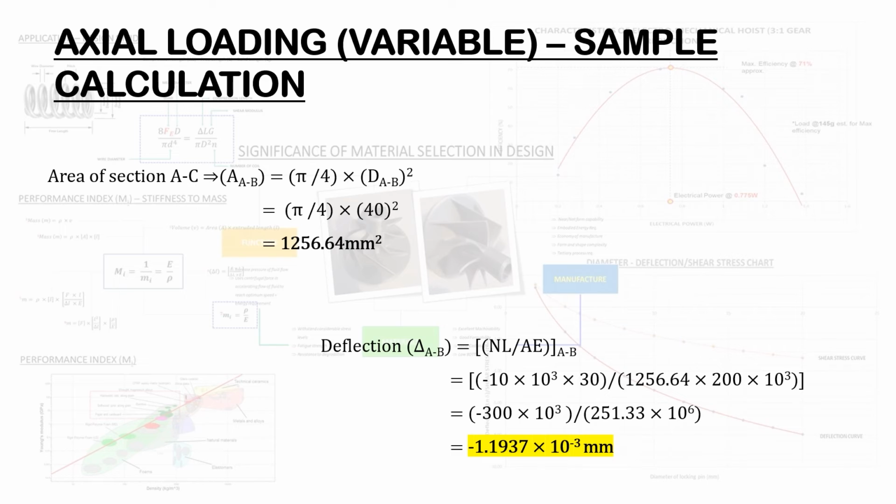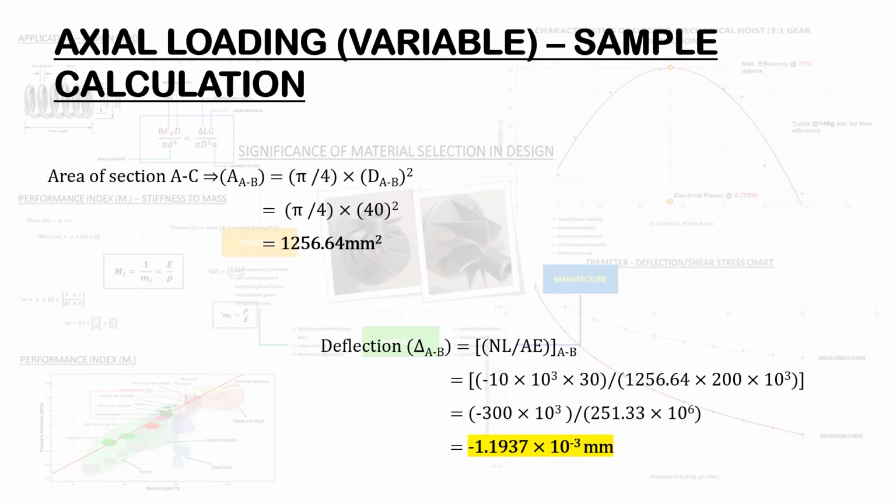So for section AB, the area will be equal to pi over 4 times the diameter of section AB squared, and that gives 1256.64 millimeters squared. To calculate the deflection, this is the equation that we are going to be using.